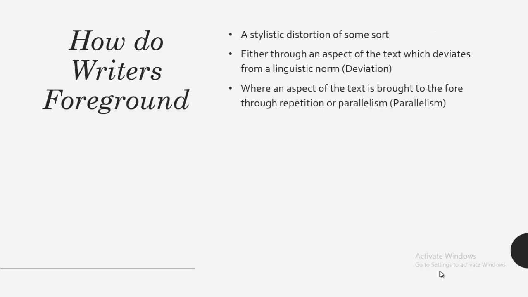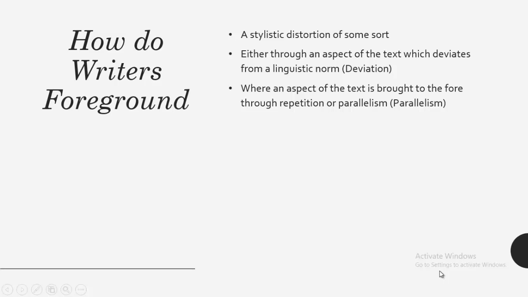Now, how do the writers, the artists, the dramatists, poets, novelists, whatsoever different kinds or forms of writing we have, how do they foreground something? They do foregrounding by using a stylistic distortion of some sort. They distort something, they change something in an abnormal way, or they change something which is a bit different from the normal. And how do they distort something? Either through an aspect of the text which deviates from a linguistic norm.